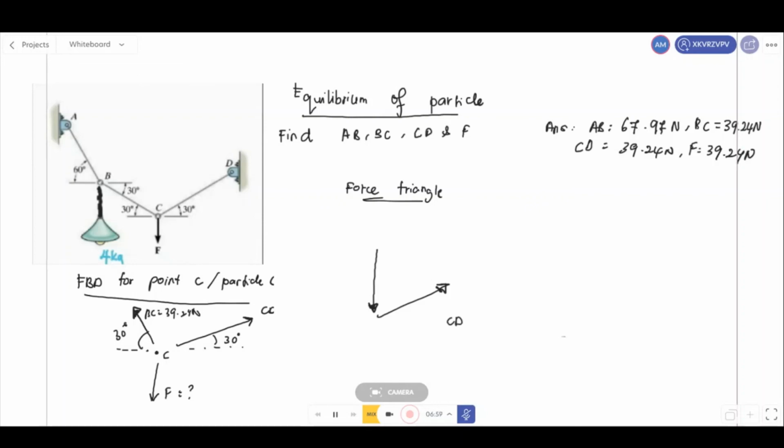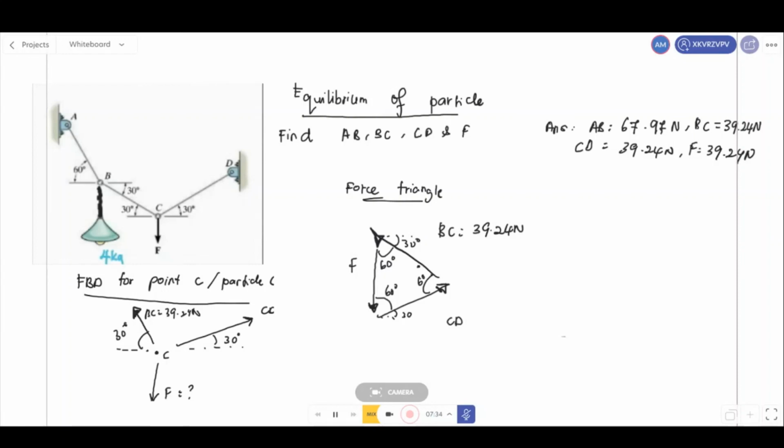We can see that the angle is 30 degrees here, so we know that this is 60 degrees. And then we connect CD with BC, because we know that BC is 39.24 Newton. The angle here is 30 degrees, so we know that this is 60. Overall, this is also 60 degrees. So we have F here, CD, BC.